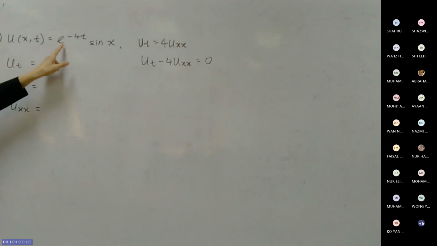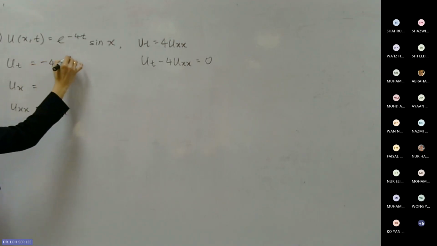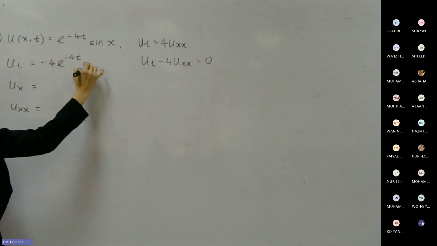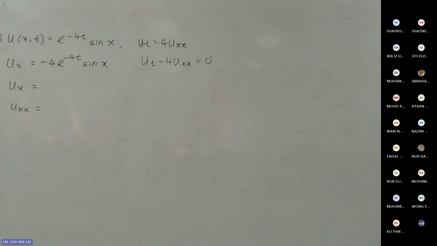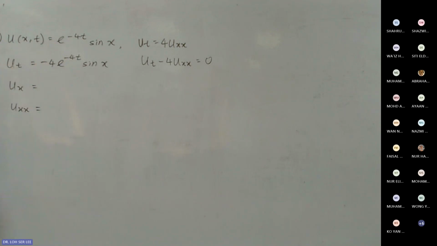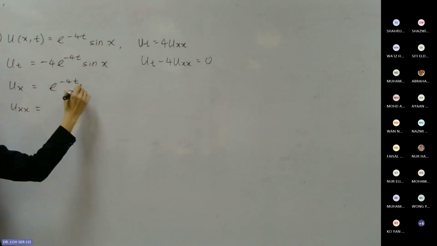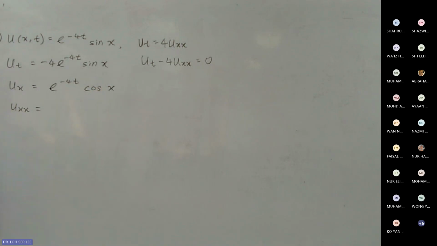You differentiate this. So what do you get? Minus 4 e to the negative 4t sine x. Sine x is a constant now. Then ux, differentiate with respect to x. x is here, so that means this is a constant. Differentiate sine x, cos x.